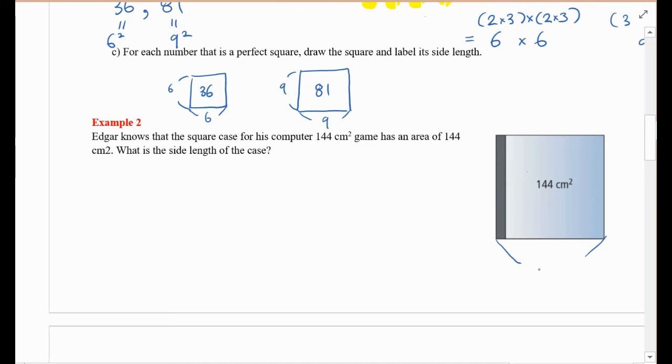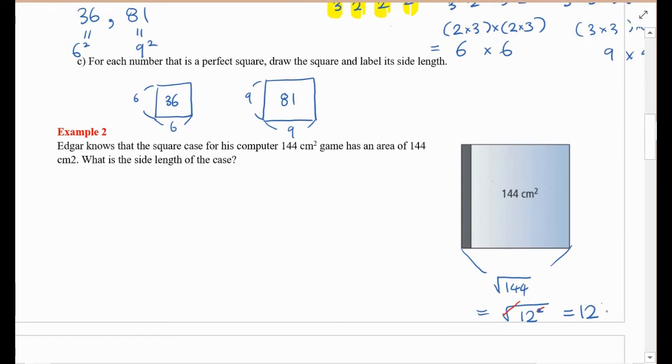Alright, everyone. The side length is the square root of 144. That is the square root of 12 squared. So when you have a square root and the exponent 2, you can cancel it. The answer is 12 centimeters. You know 12 times 12 is 144, right? So the area of the square is 144 and the side length is 12 centimeters. All right? Okay, let's move on.